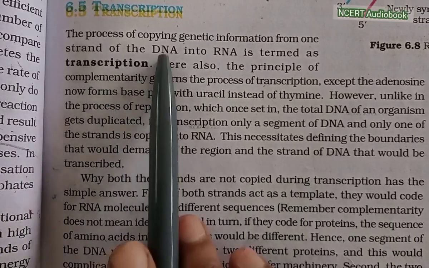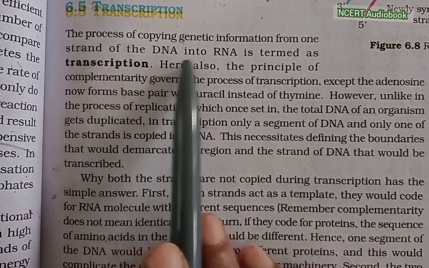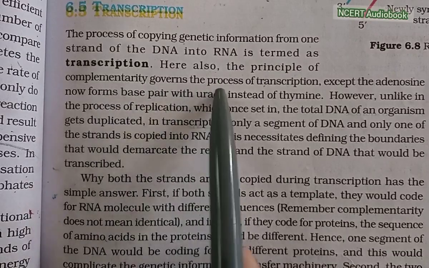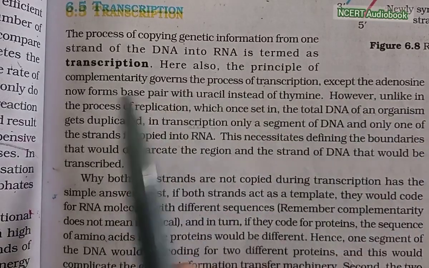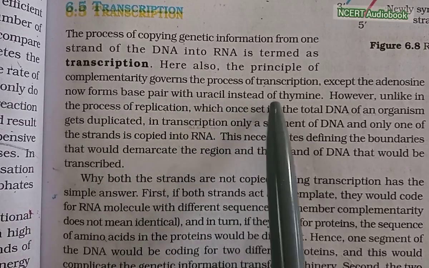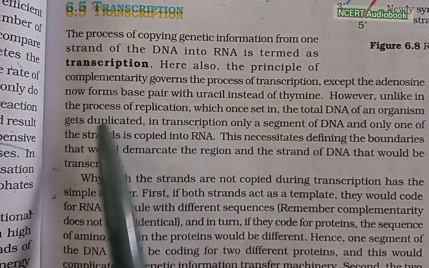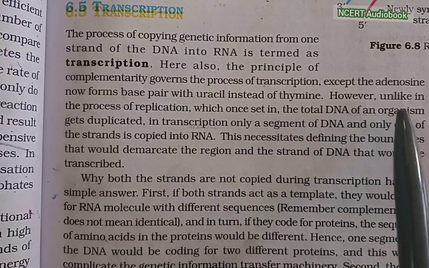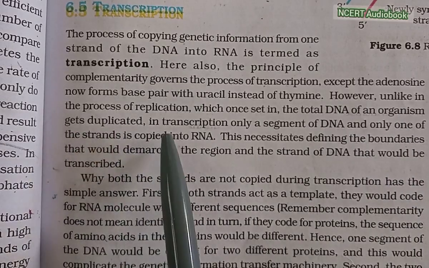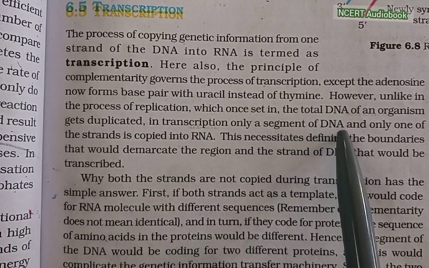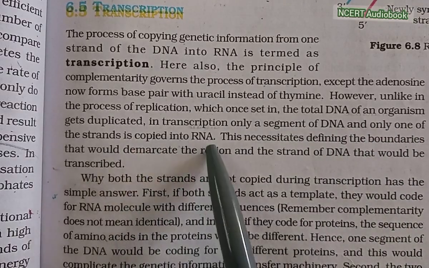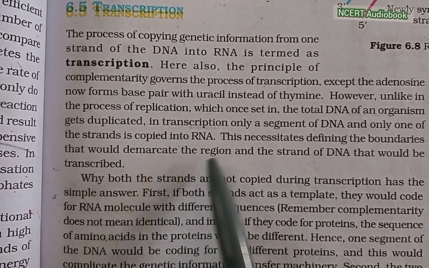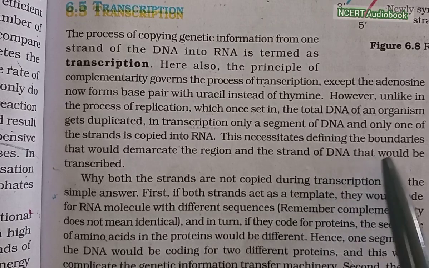Transcription. The process of copying genetic information from one strand of the DNA into RNA is termed transcription. Here also the principle of complementarity governs the process of transcription, except that adenosine now forms a base pair with uracil instead of thymine. However, unlike the process of replication, where the total DNA of an organism gets duplicated, in transcription only a segment of DNA and only one of the strands is copied into the RNA. This necessitates defining the boundaries that demarcate the region and the strand of DNA that would be transcribed.